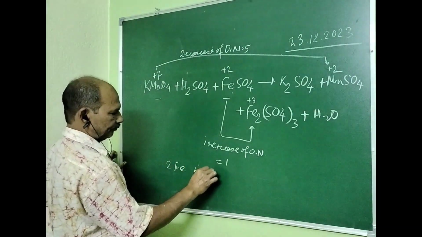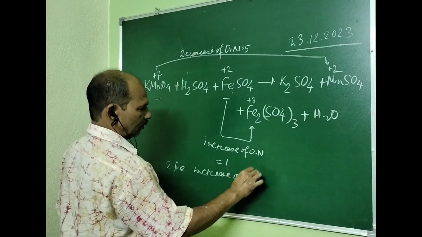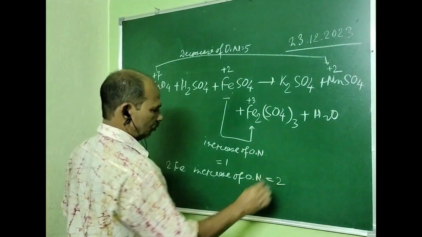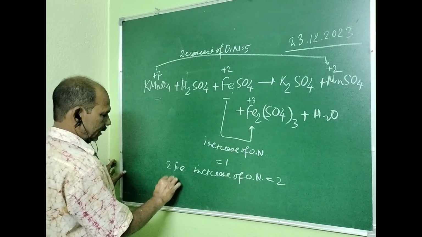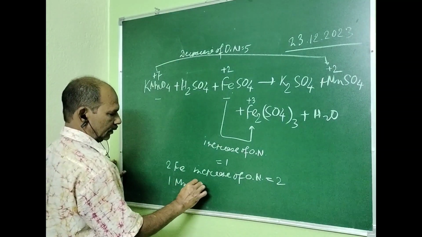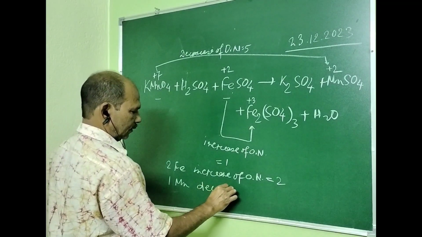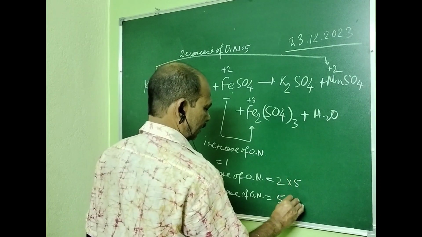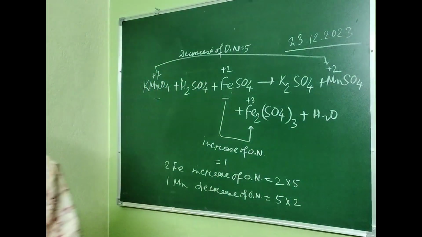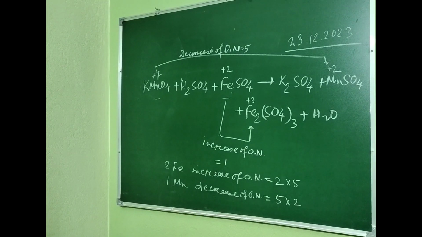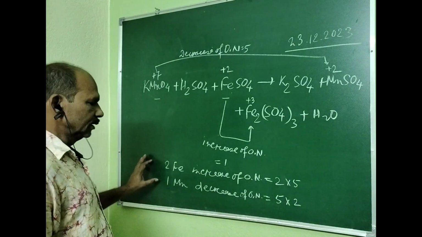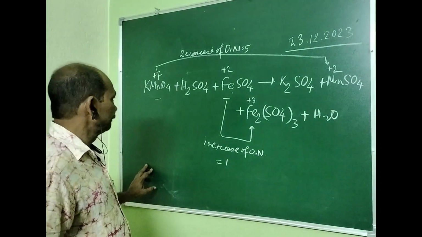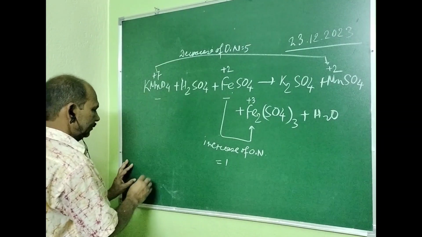So the increase of oxidation number equals 2 for 2 iron atoms. But for 1 manganese atom, the decrease equals 5. So you have to multiply here 5 and here 2 to equate the change of oxidation number. That means the increase of oxidation number and decrease of oxidation number should be the same. You have to multiply here 2.